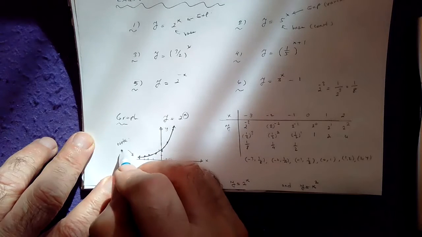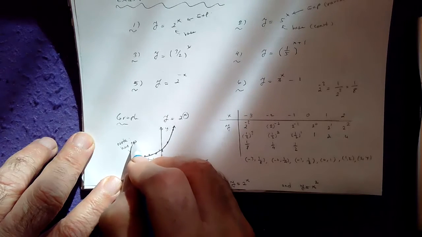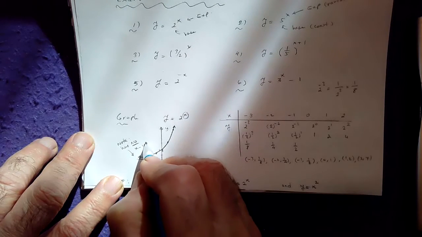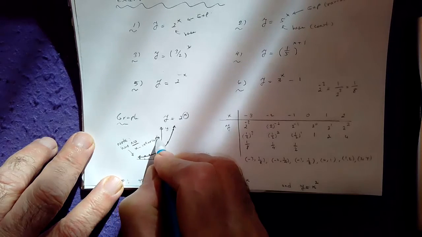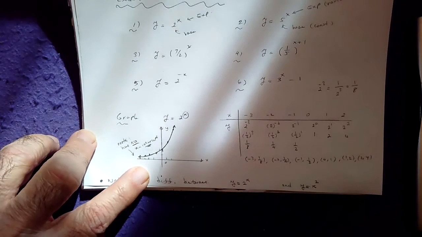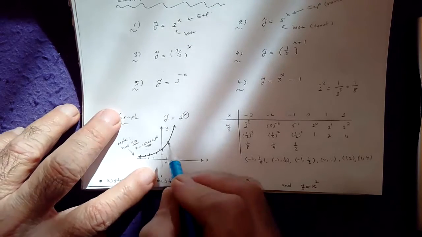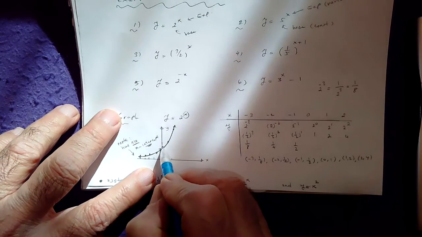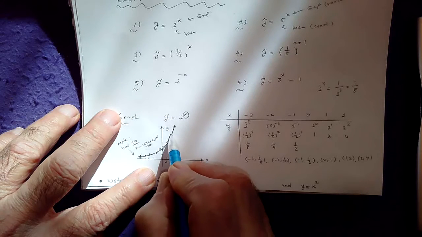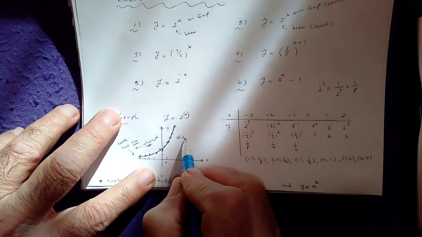The graph has no x-intercept. It just gets close to the x-axis, but it doesn't cross it. It just gets close to it. So when the graph goes up as you go from left to right, we call this what?